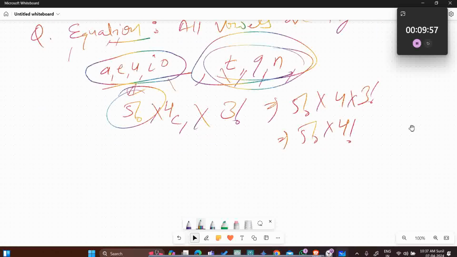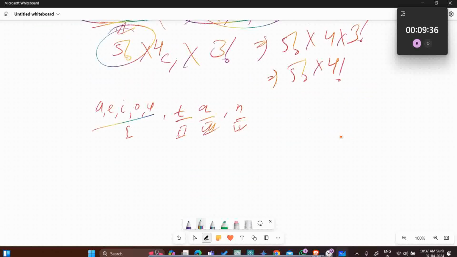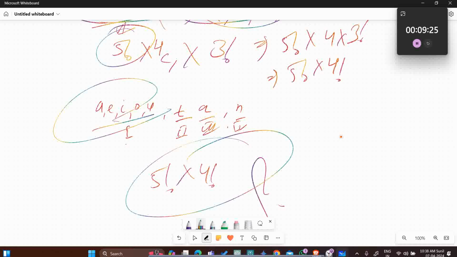And the second method is, let's say A, E, I, O, U together are one word, T is the second word, Q is the third, and N is the fourth. What we can do is, there are a total of 4 words, so 4 factorial. But internally the vowel block can be arranged in 5 factorial. This is the answer for the second method.